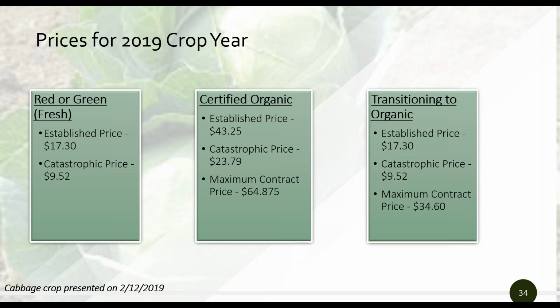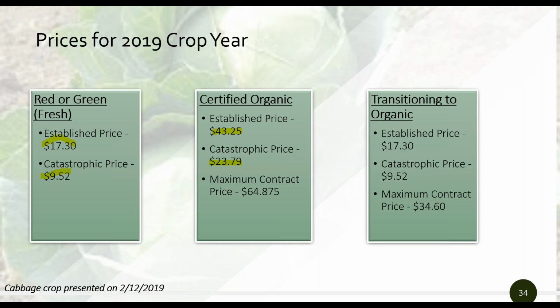But in the state of Pennsylvania, red or green for fresh price options are available. The established price, and again, this is established by the Risk Management Agency, is $17.30. The catastrophic price is $9.52. Organic pricing is available. For the established price, it's $43.25. And notice the catastrophic price of $23.79.